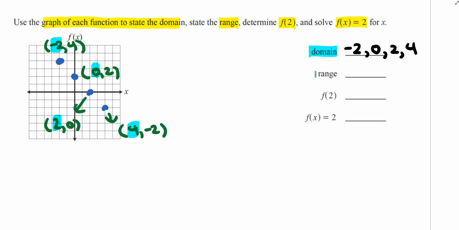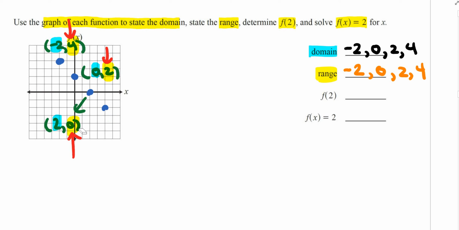Okay, and then for my range, I will highlight my range in yellow here. So range is just my y values, right? So my y values are 4, 2, 0, and -2. So here are my range values in red. And I recommend that you go from least to greatest. So if I go from least to greatest, then -2 is my smallest number, and then I have a 0, and then I have a +2 and a +4. So there's my range right there. So that's basically it for your domain and range. You're finding your x values and your y values. Okay, let me just erase all that.